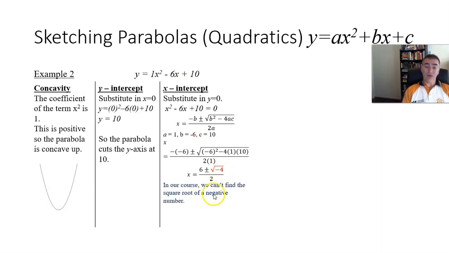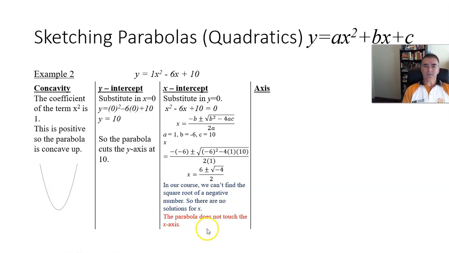Well, in this course, we can't find the square root of a negative number. So if ever that happens, there are no solutions for x. So what does that mean? Well, the parabola will not touch the x-axis. So we're going to have a concave up parabola, and our vertex here is going to be above the x-axis because it doesn't come down and touch or cross at all. Okay, so the parabola does not touch the x-axis.